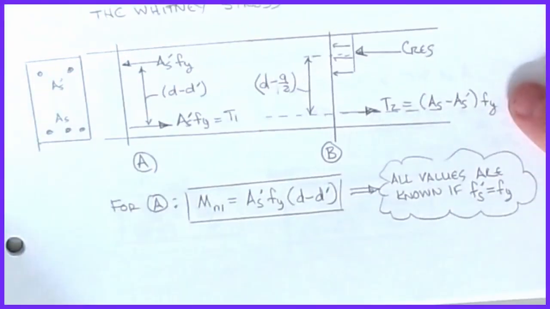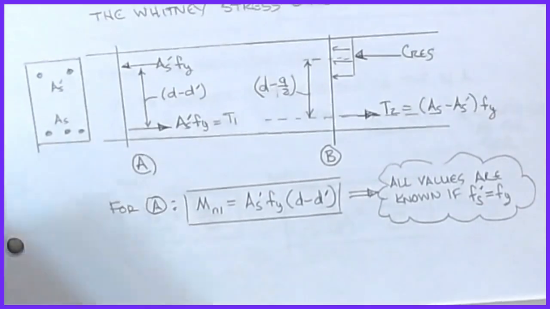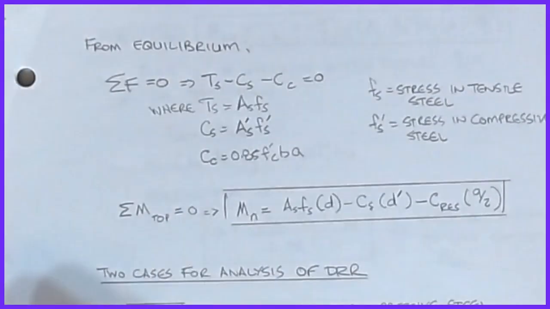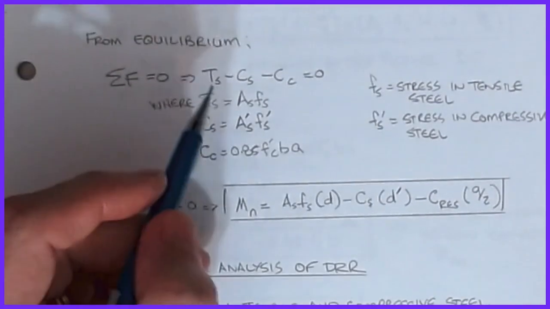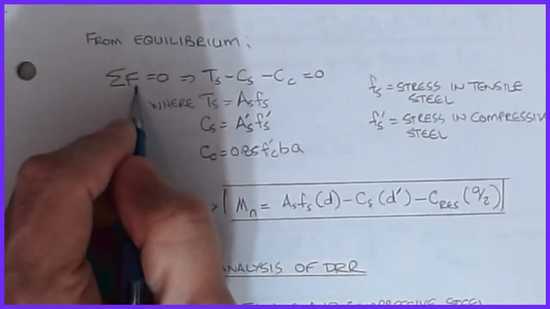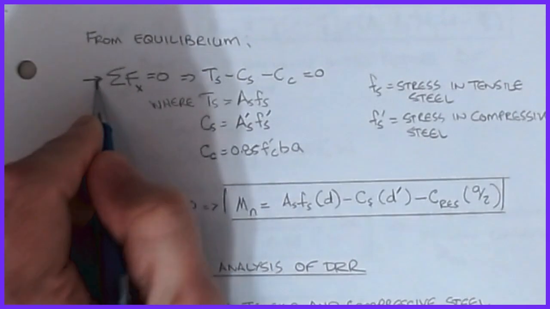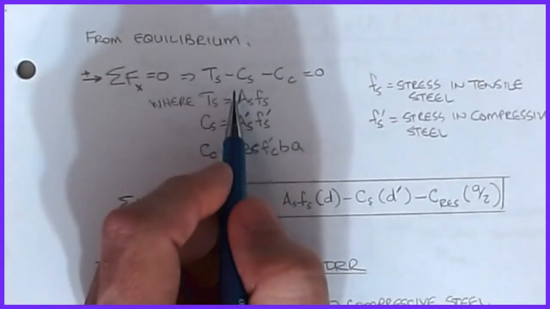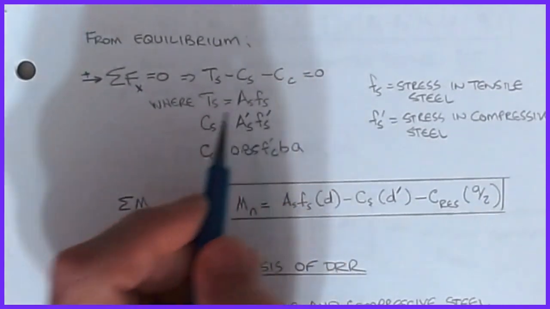Piece of cake. All right, so now, just like before, we'll go through these next calculations fairly quickly, because it's exactly the same process. So now we're doing the sum of forces in the X, and again, I'm doing this direction positive. And so this is Ts minus Cs minus Cc equals 0.